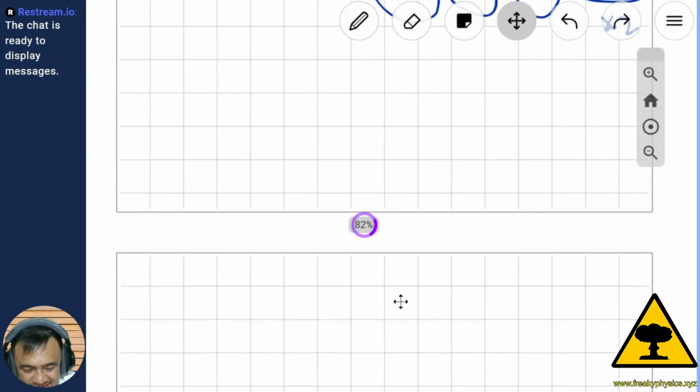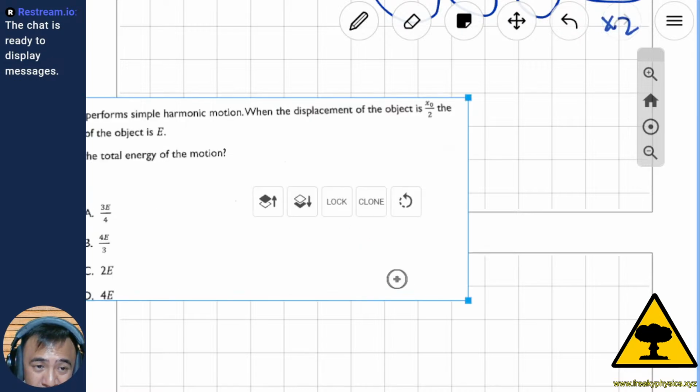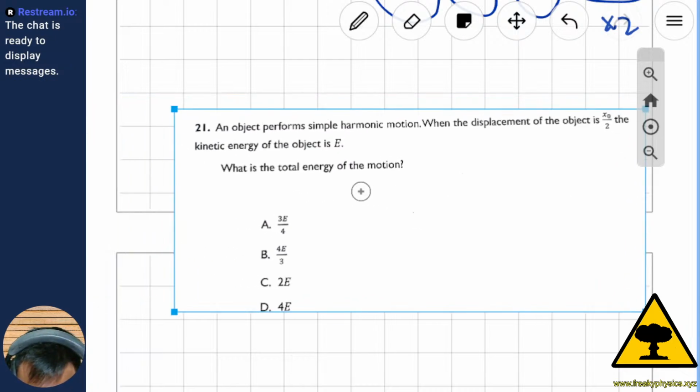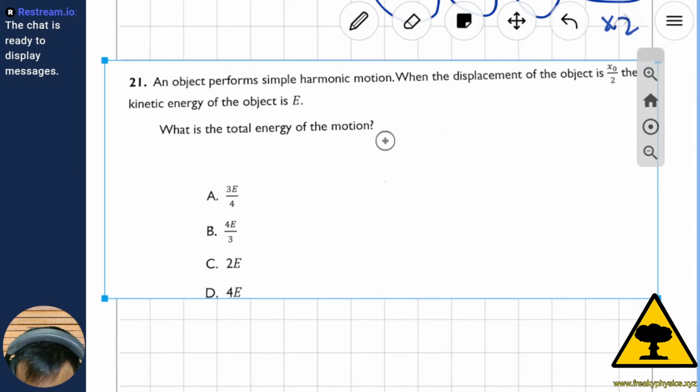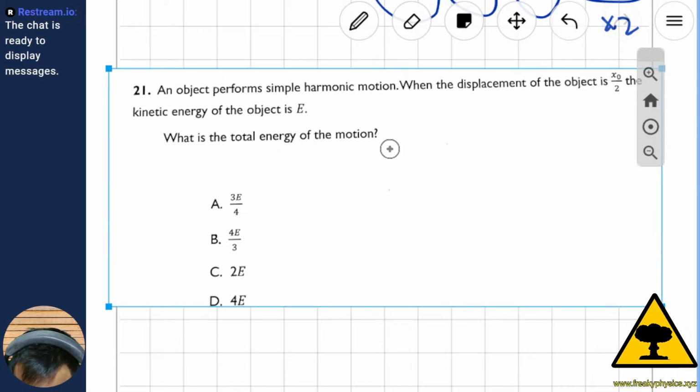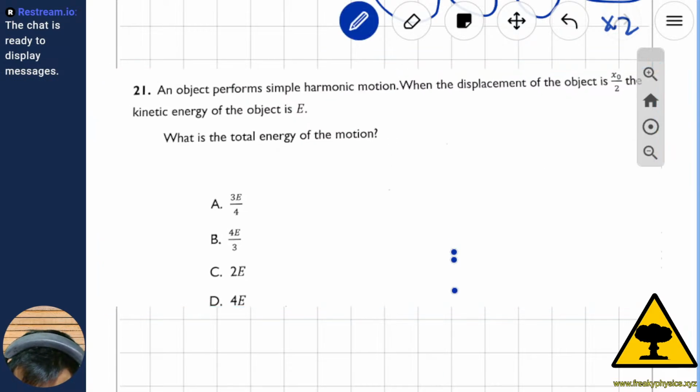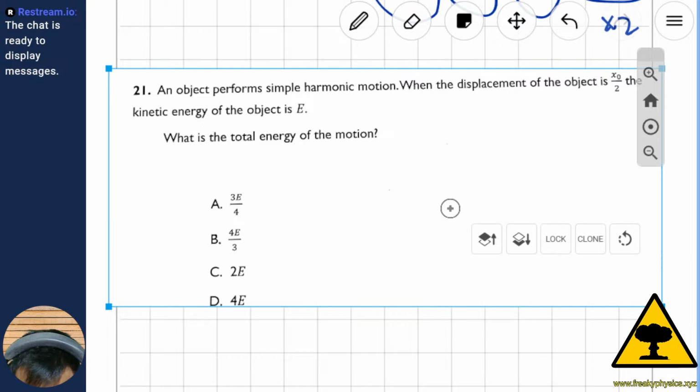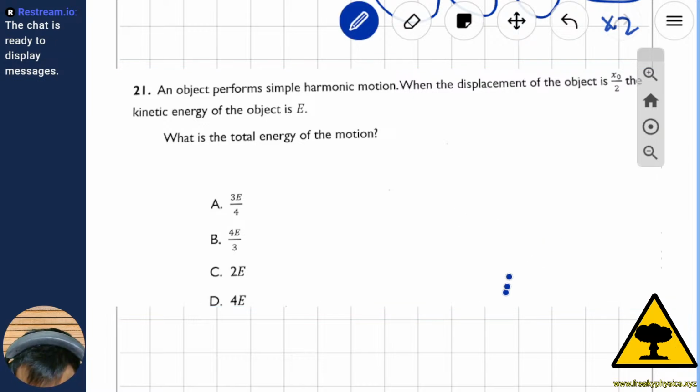All right, here we go. Simple harmonic motion problem. When you have an object performing simple harmonic motion, and when the displacement is half the amplitude, that's what it means, right? Half the amplitude, the kinetic energy is E. So, what's the total energy of motion?